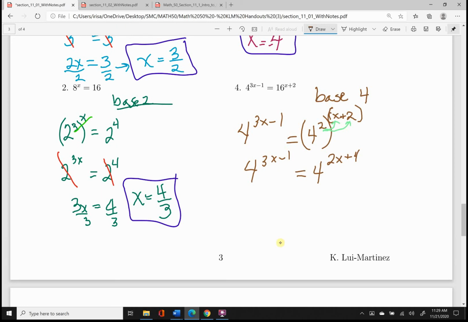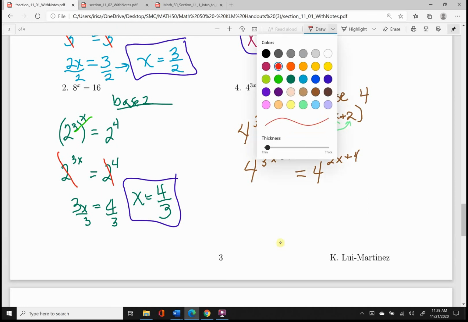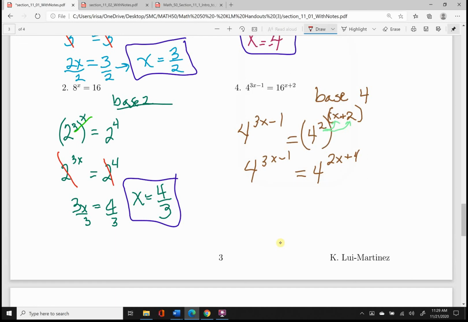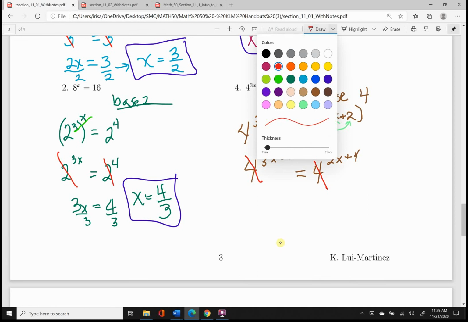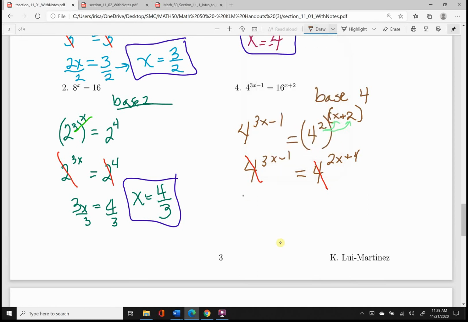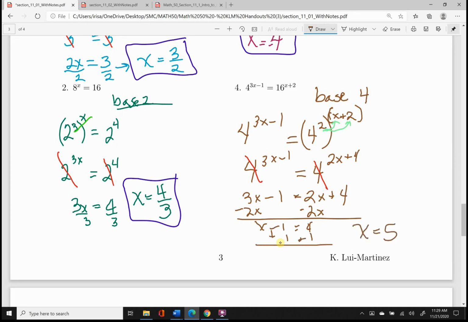Okay, now we are ready to drop the bases because we have exponential expressions on both sides of the equation with the same base. Now the exponents can be set equal to each other, and then it's a linear problem from there on out. So that'll be 3x minus 1 equals 2x plus 4, which you can solve any way you choose. I'm going to go ahead and subtract 2x from both sides, and I'll get x minus 1 equals 4. Add 1 to both sides, and you'll get x equals 5 as your final answer.